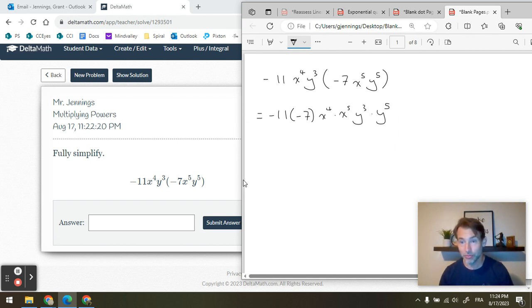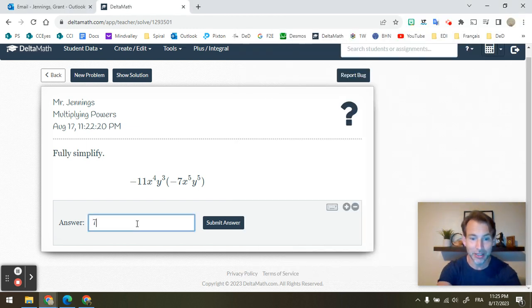And then we can just do that. Negative 11 times negative 7, well, that's easy. That's just 77, and positive because a negative times a negative. x to the 4 times x to the 5 is x to the 4 plus 5, x to the 9. And y to the 3 times y to the 5 is add the exponents together, y to the 8.